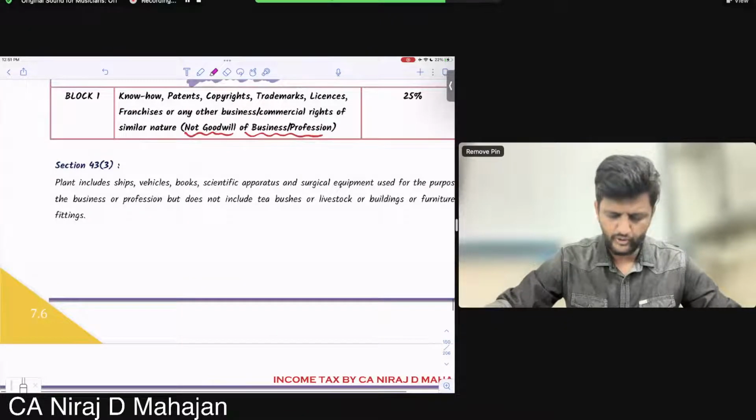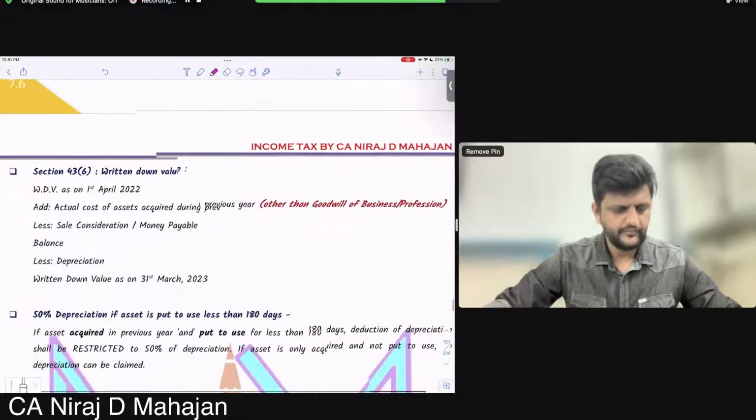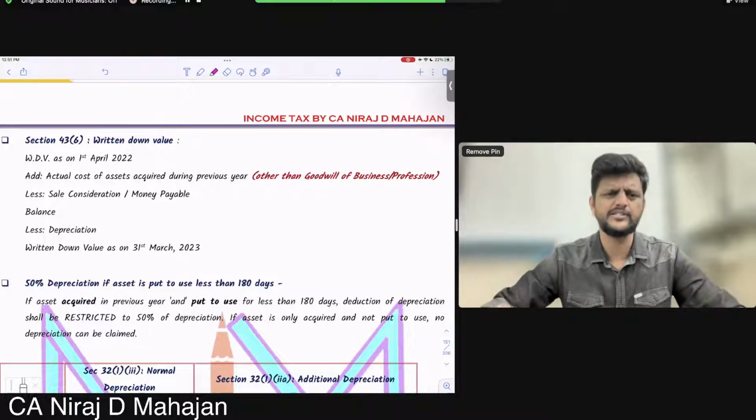Come to the next page. I'm not doing 43.3, I'll do that later on. Come to 43.6 now. The next page, basically. Just come to the next page.